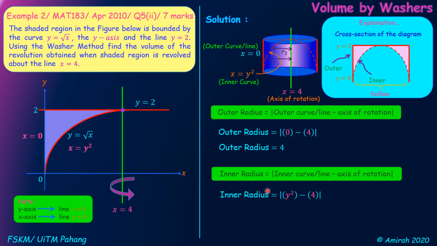Then we need to find the inner radius. Inner radius equals to inner curve or line minus axis of rotation. This is the inner curve or line, so we replace it by y squared, minus the axis of rotation, so we replace it by 4. Then we simplify, so we get inner radius equals to y squared minus 4. So now we have found the outer radius and the inner radius.